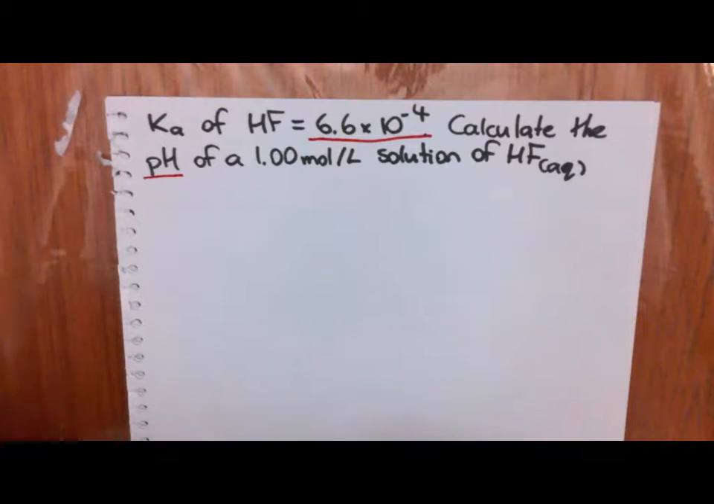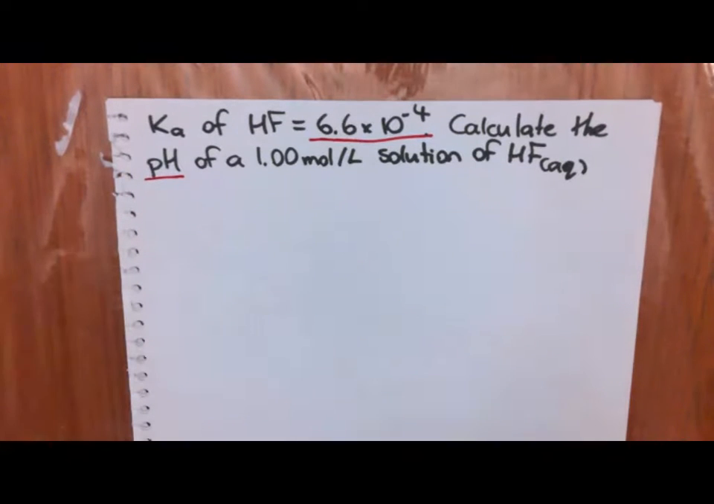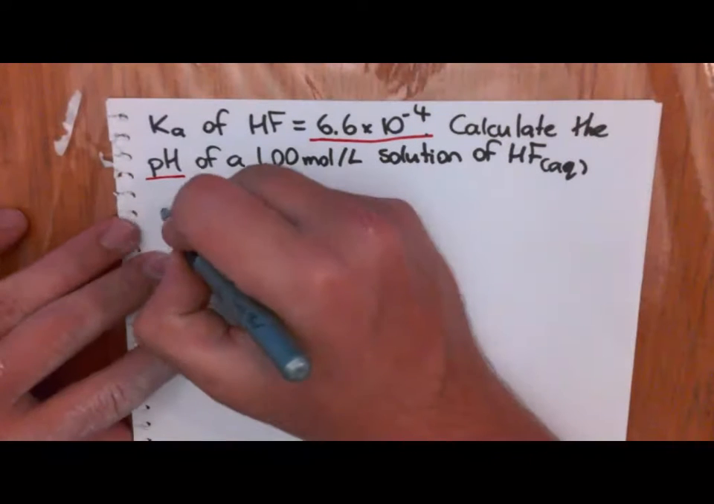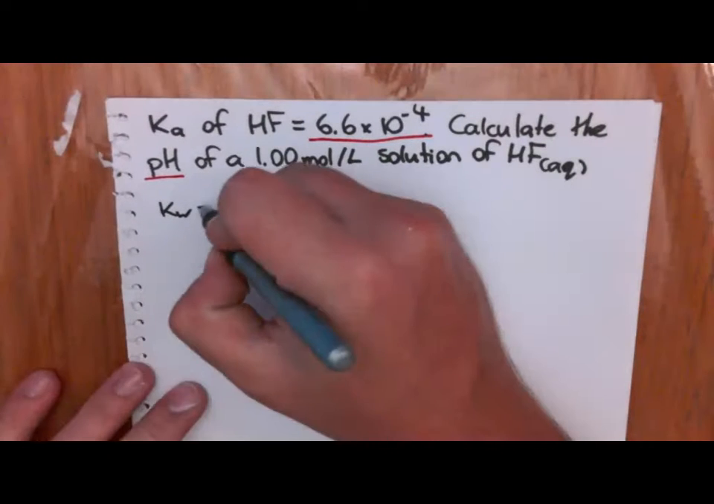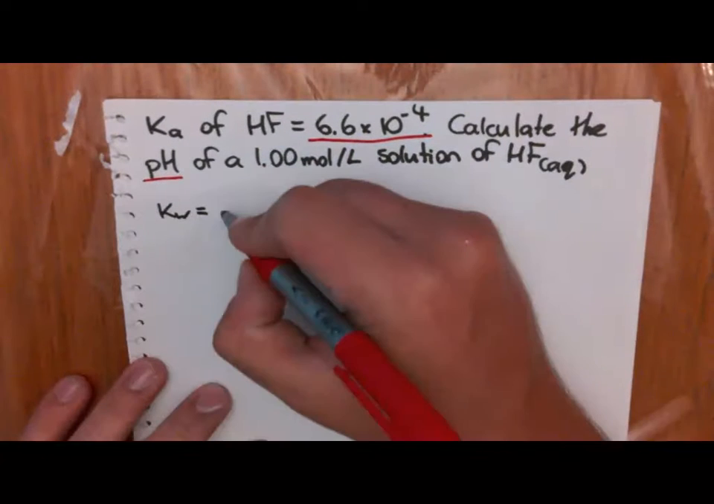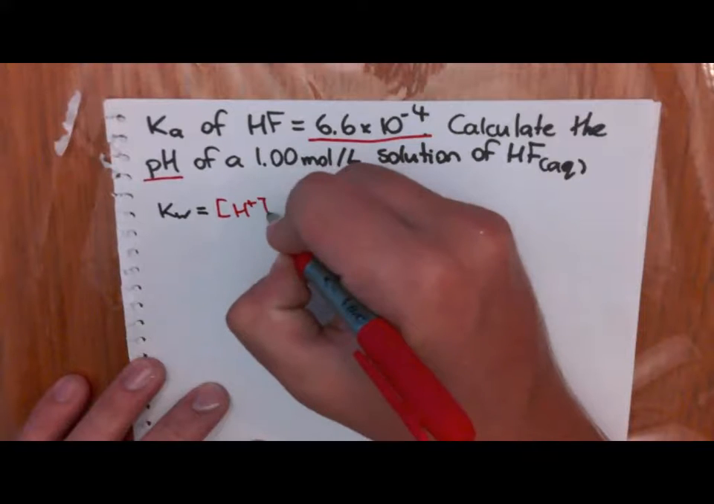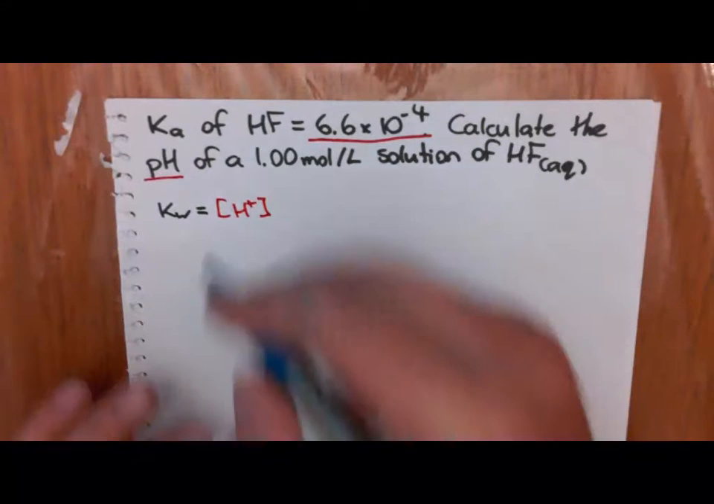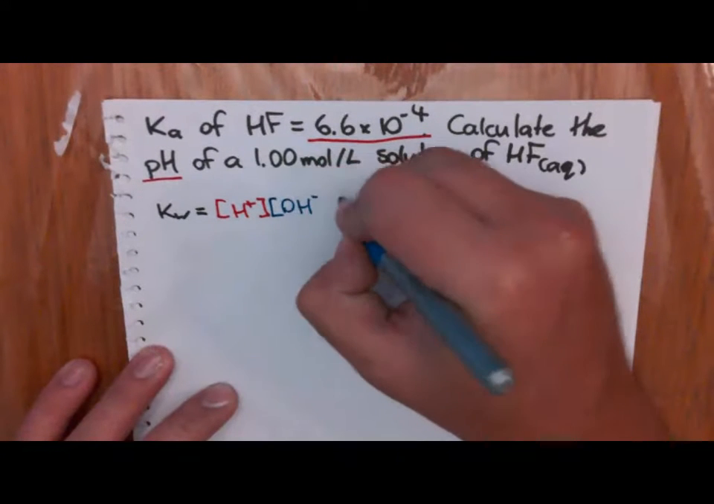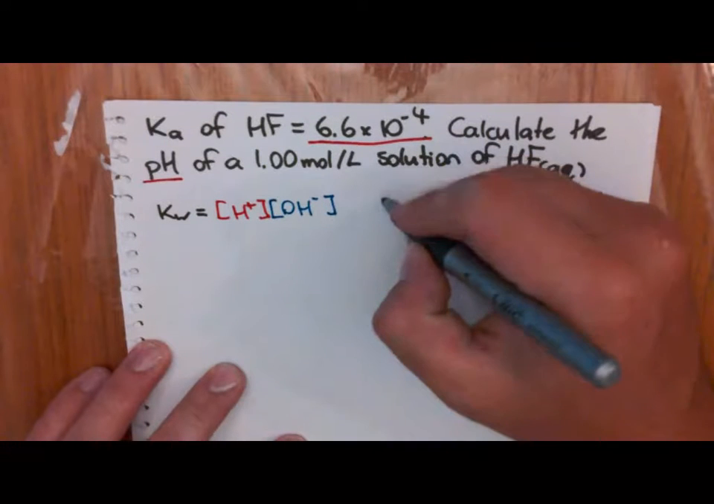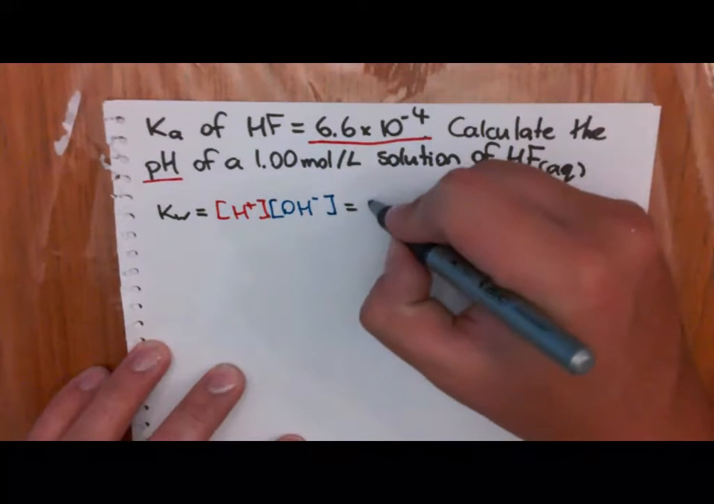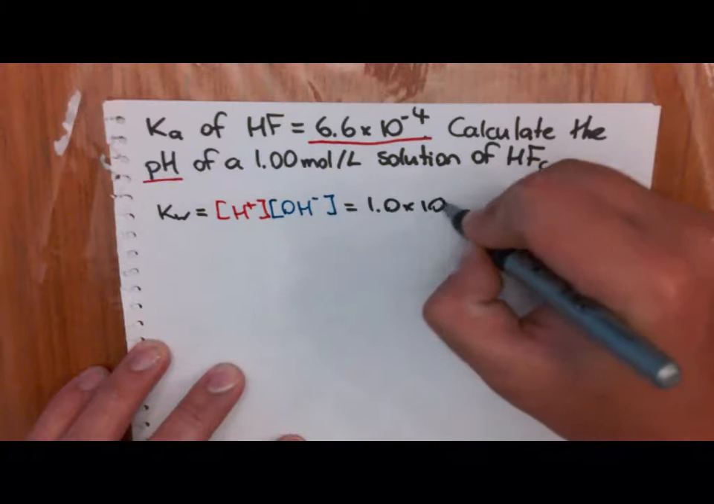With these ones, there's a few general steps that we need to go through to make sure that we are calculating the right thing. The very first thing, we've already looked at our Kw values. All right? With our Kw, as you may recall, it equals the concentration of our H plus ions multiplied by the concentration of our OH minus ions. And this value always equals 1.0 times 10 to the negative 14.